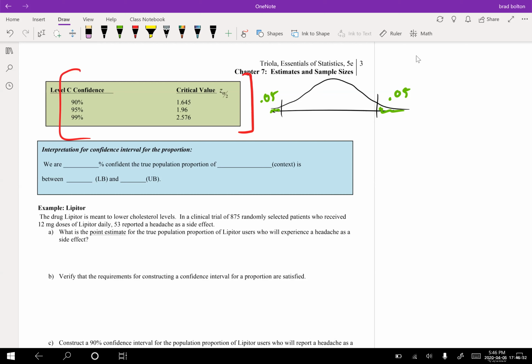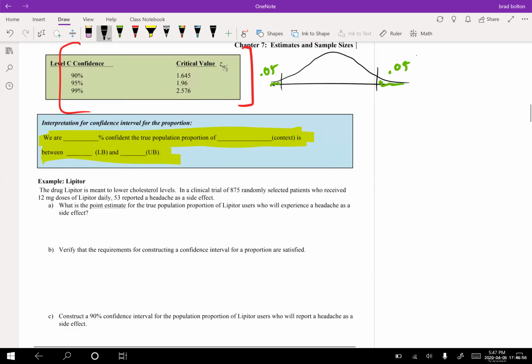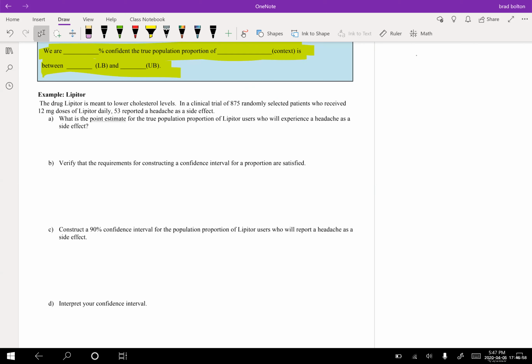Okay. So it says interpretations for confidence intervals. We are 90%, we are 95%, we are 99% confident. When we're working with this, we're kind of just saying that this is our general way we're going to state our conclusion. So just kind of get used to writing that. Okay. So I think we need to try one. There's been a lot of talking and not a lot of working. Okay. So let's actually get started on this one.